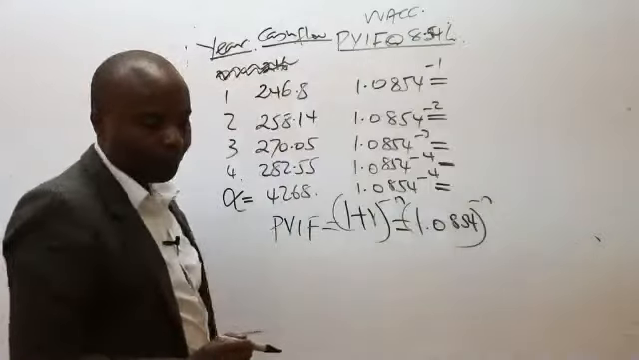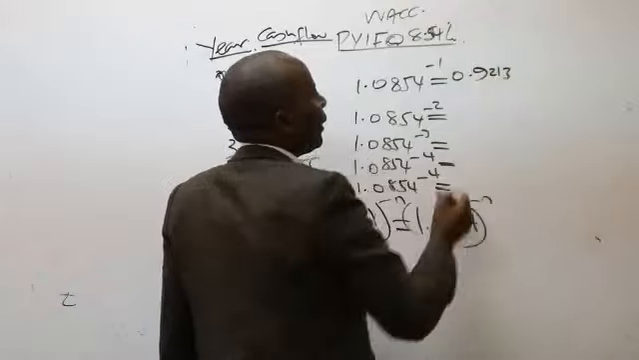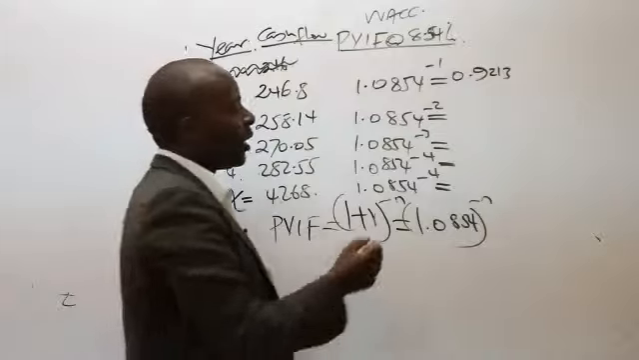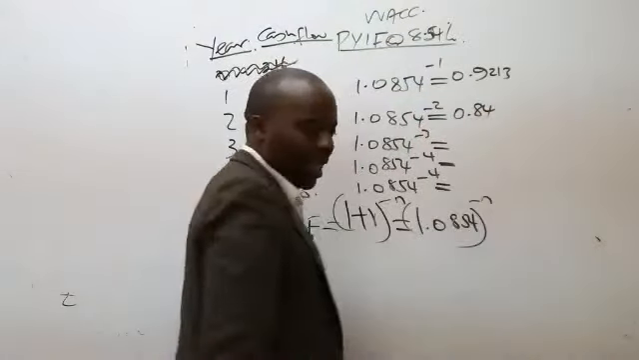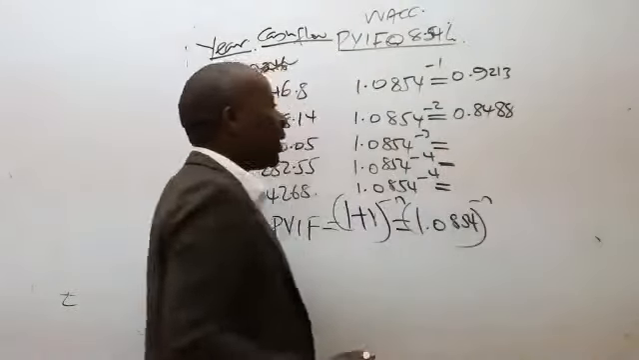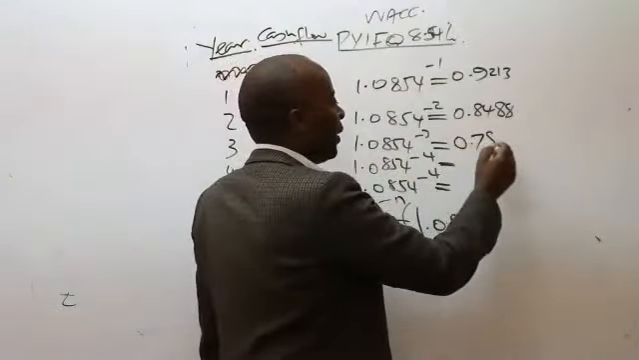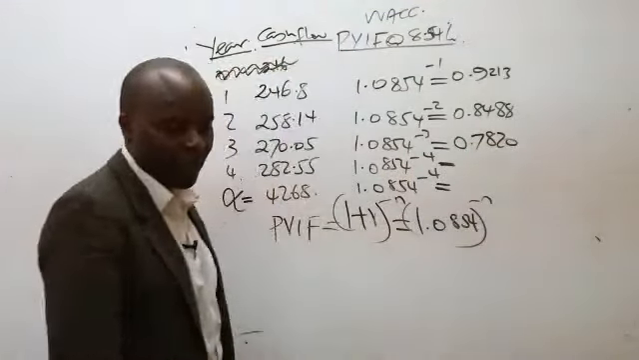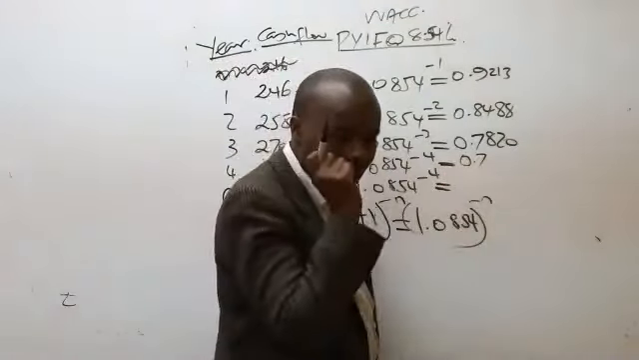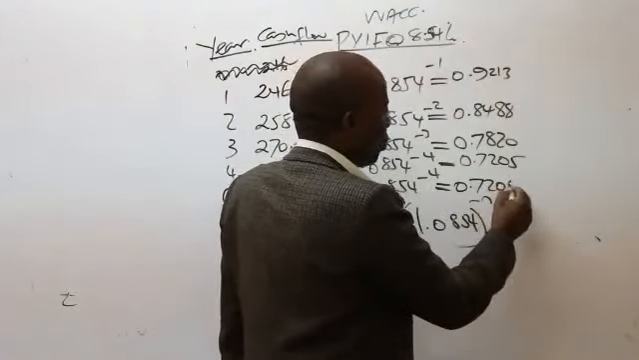So Alice gives me 0.9213. Thank you. Dahir has gone ahead to give me the second figure of 0.8488. Go to the next one, ladies and gentlemen. 0.7820. Dahir tells me 0.7205, and then of course this will be 0.7205.